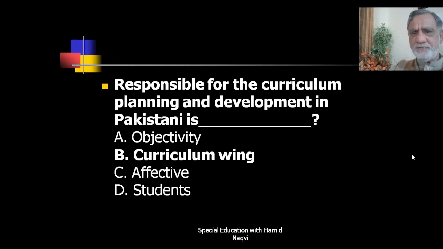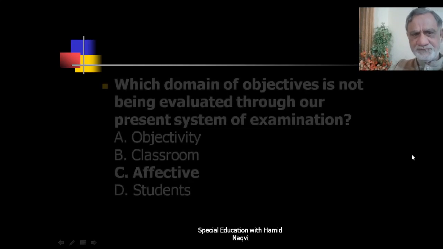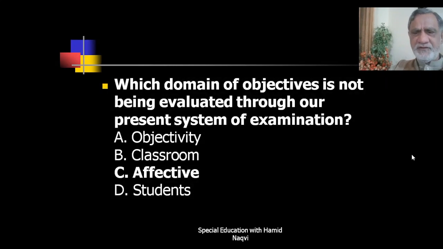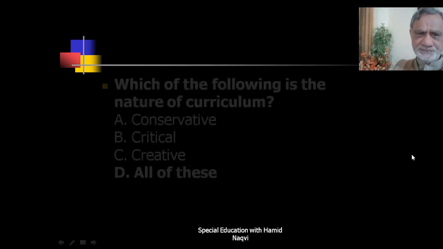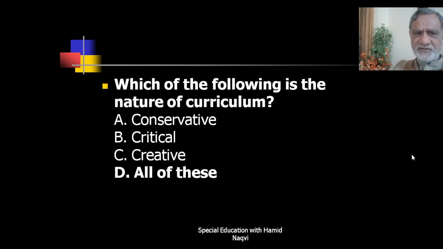Responsible for the curriculum planning and development in Pakistan is objectivity, curriculum wing, effective or students. It's curriculum wing. Which domain of objectives is not being evaluated through our present system of examination? Objectivity, classroom, effective or student? It is effective. Which of the following is the nature of curriculum? All of these, that is conservative, critical and creative.